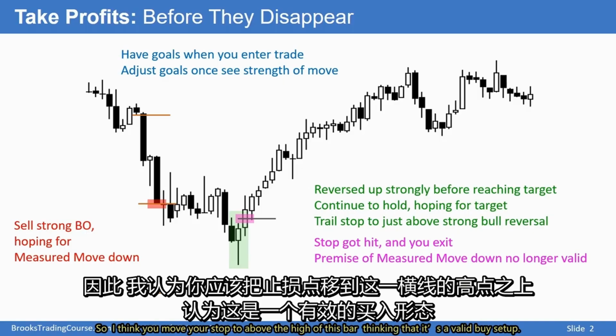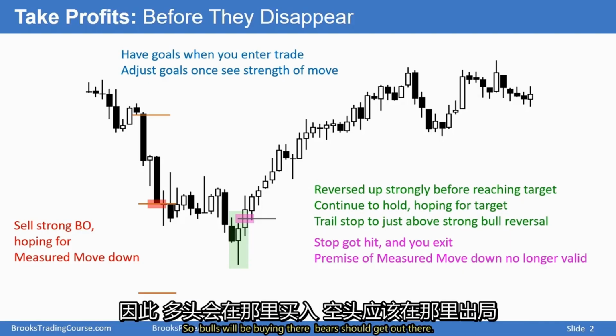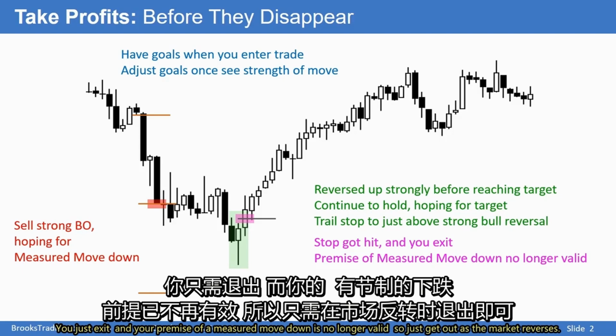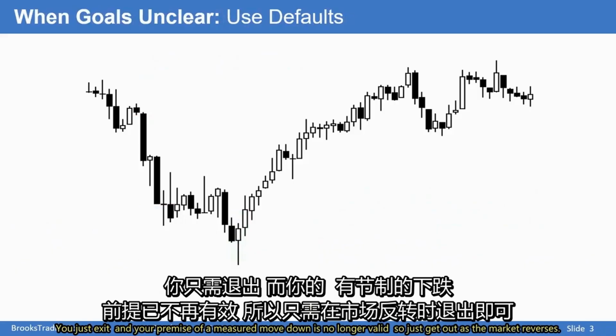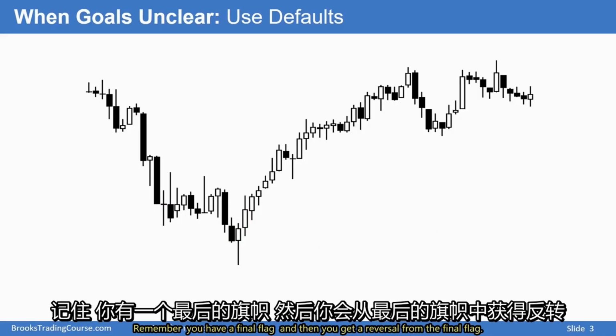So I think you move your stop to above the high of this bar, thinking that it's a valid buy setup. So bulls will be buying there. Bears should get out there. You just exit, and your premise of a measured move down is no longer valid, so just get out as the market reverses. Remember, you have a final flag, and then you get a reversal from the final flag.